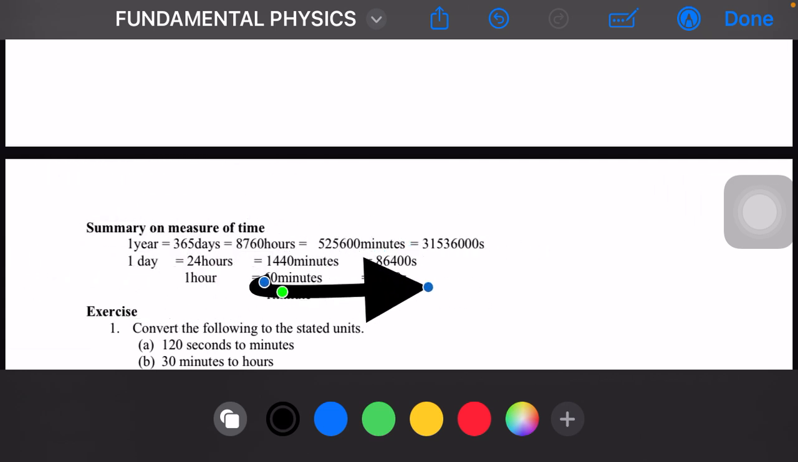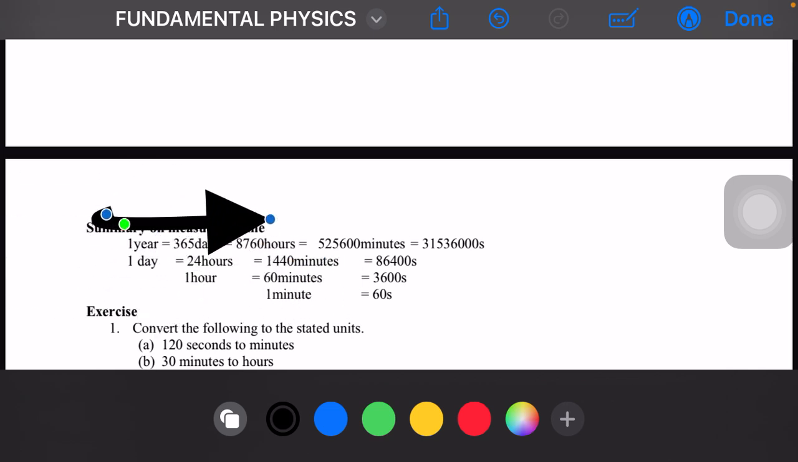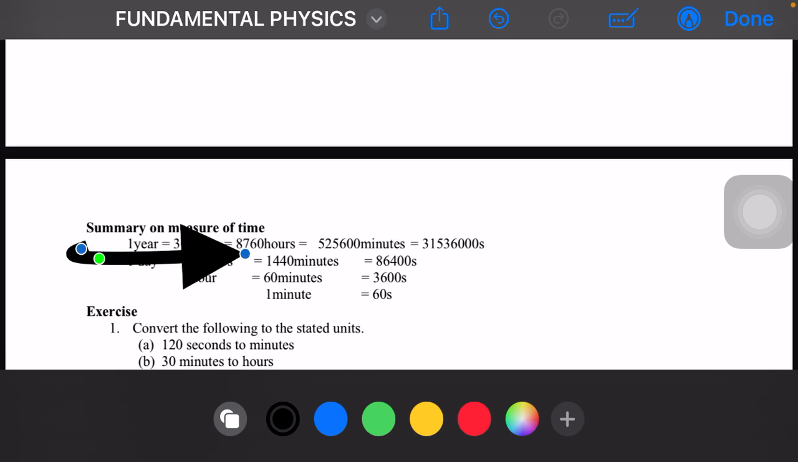So if you haven't understood, you can just rewind the video, then listen properly. If you still don't understand after listening to the video, please don't go for another video. Just leave a comment, then I'll respond to you immediately.